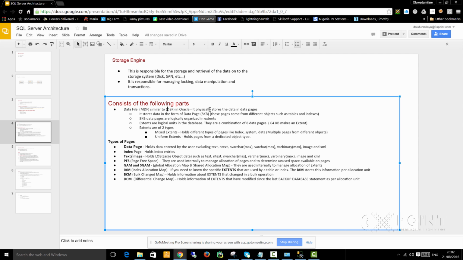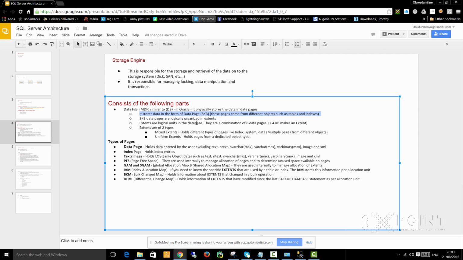So this is the file that physically stores the data in pages. Okay, so what do we mean by pages? When you write data into SQL Server, it doesn't store it as you would store a text file or an Excel file or a WordPad file. It breaks the data into something called pages, and each page is actually 8 KB in size. That's the point we're talking about here.